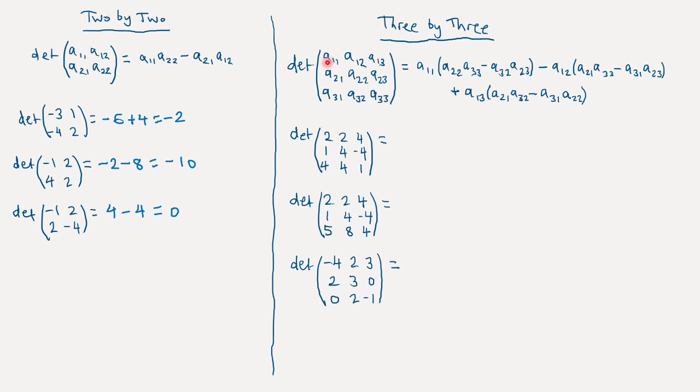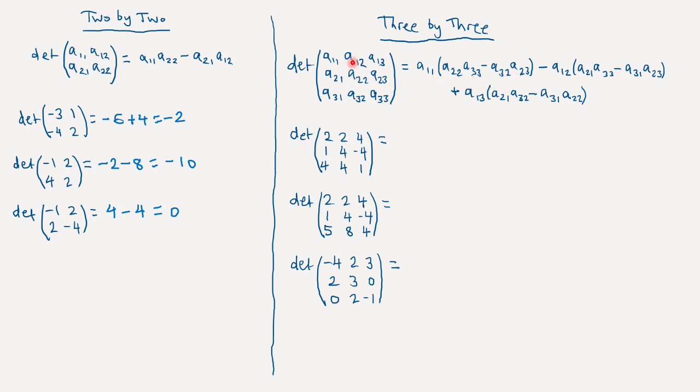You first of all take the first element here, A11, and then imagine blocking off that row and that column. Then you're left with a 2x2 matrix here. And so what we do is we calculate the determinant of that 2x2 matrix, and multiply by A11. So that's essentially what this first part of the formula is.